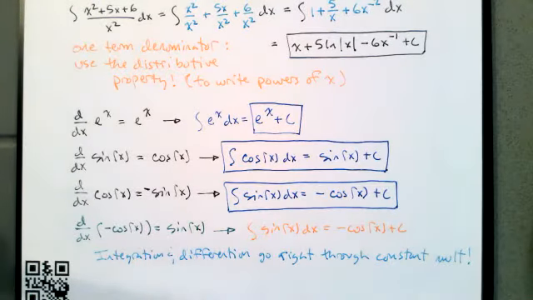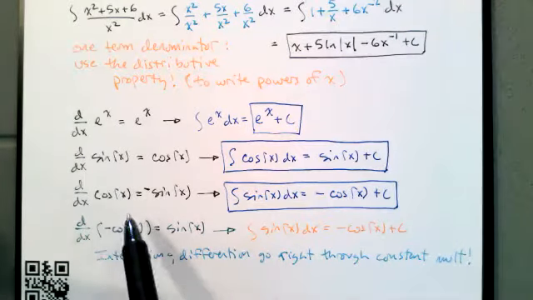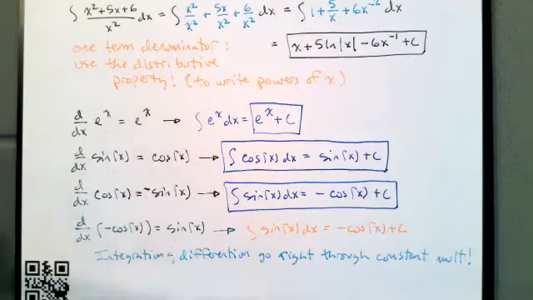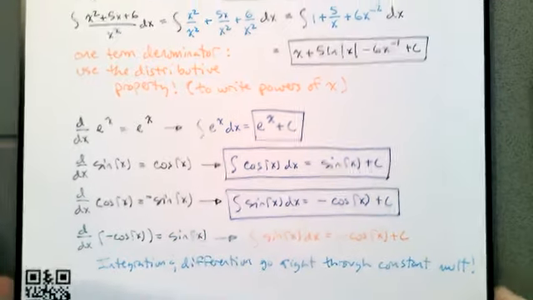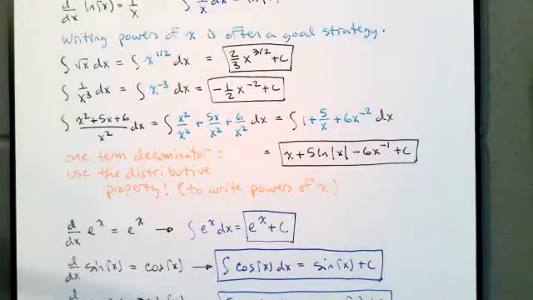Integration and differentiation go right through the constant multiples. To take the derivative of x squared is the same process as taking the derivative of 5x squared. The derivative doesn't care about the 5, we just multiply by 5. The reason we bring this up is that we don't always just want to take the derivative of plain sine of x, cosine of x, or e to the x. There might be a constant in there, and we have to be able to deal with that. So let's deal with that.